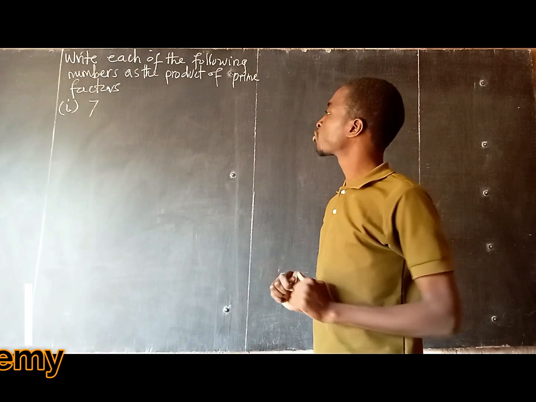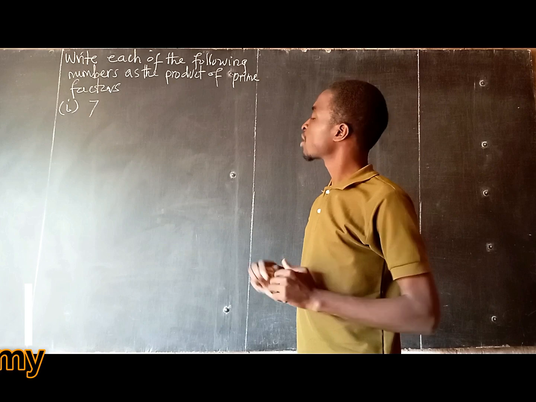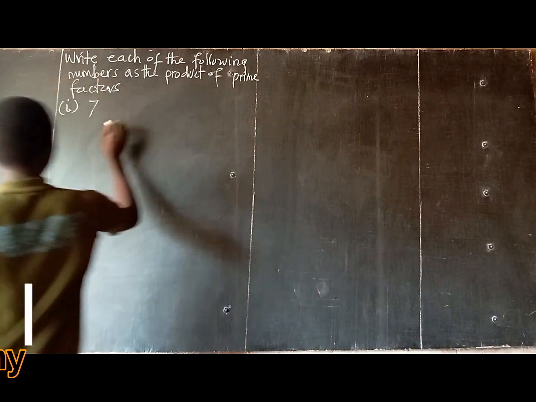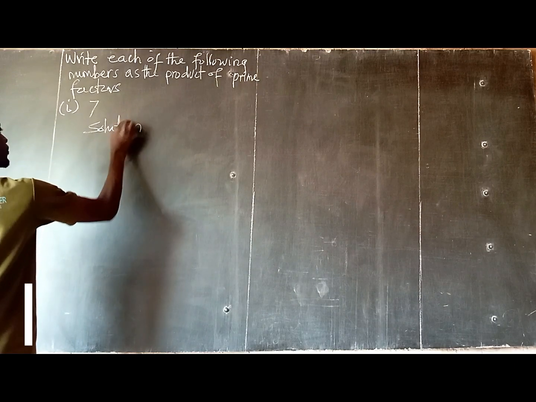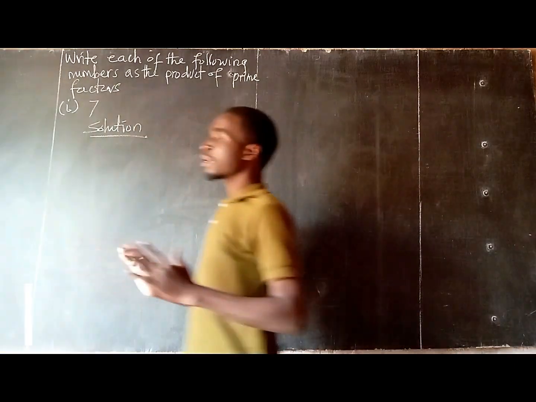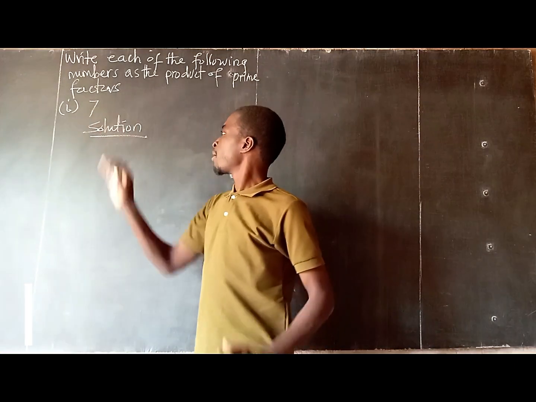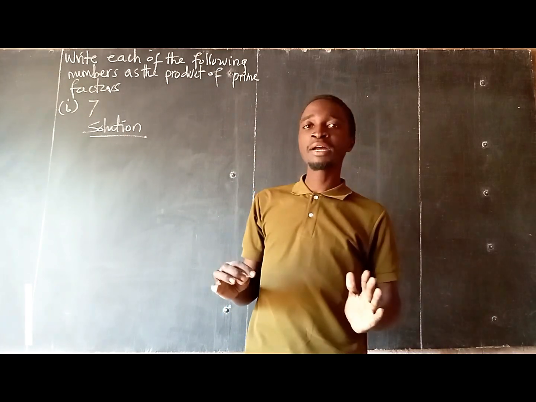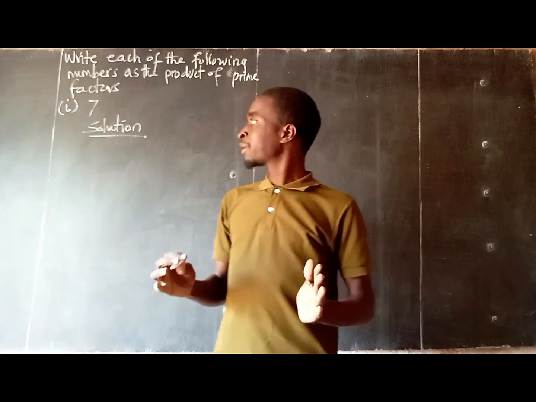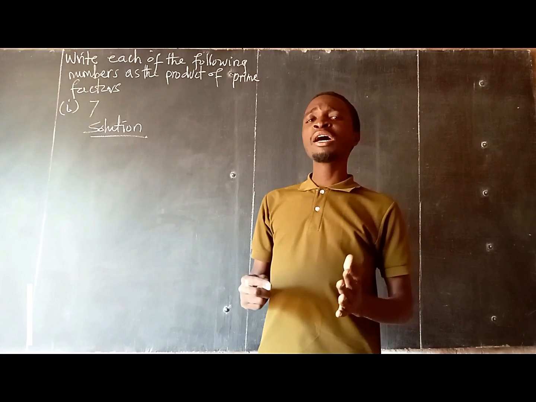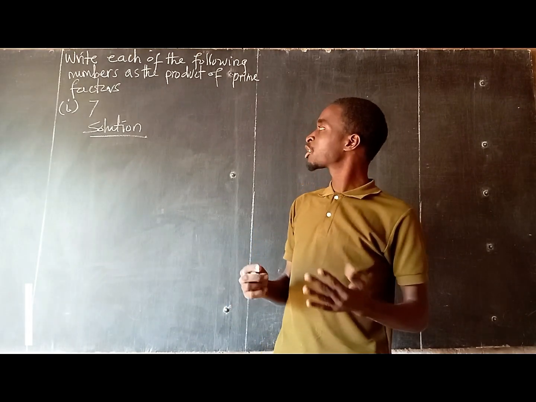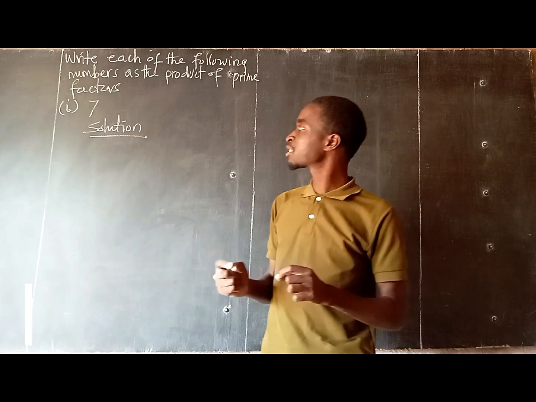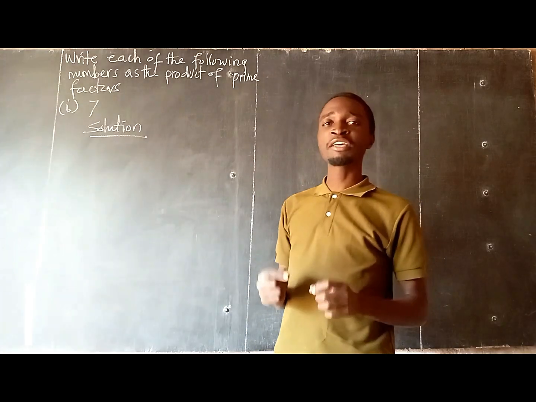How are we going to calculate this? Let us see the solution. The solution for this: here, the number which you have is 7. Now we are asked to write it as the product of prime factors. Now we have to find the specific prime factors whose multiplication gives us the answer 7.